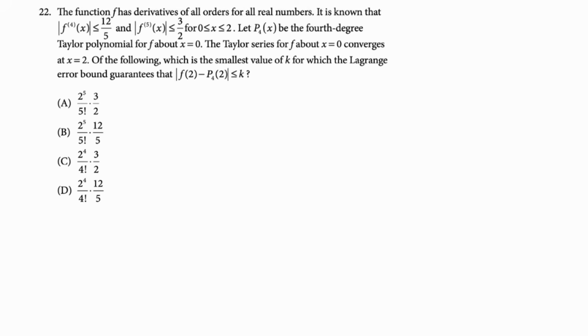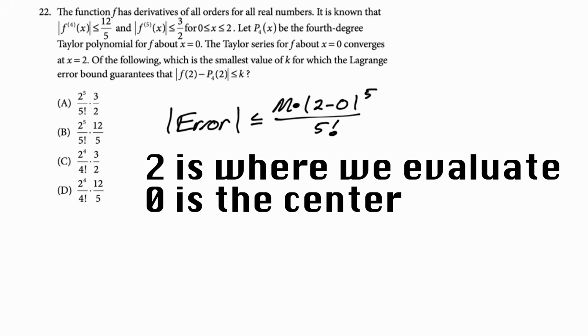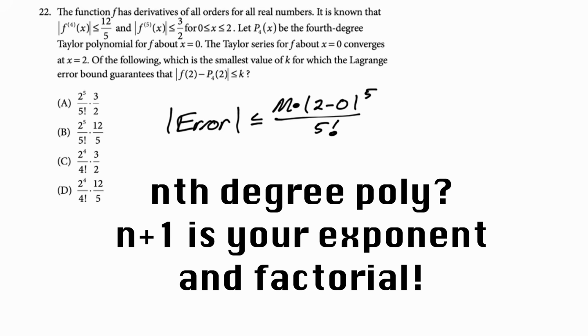So we're really just finding the error here. The absolute value of the error is less than or equal to M, the mysterious value, times 2 minus 0 to the fifth over 5 factorial. Now, where are these things coming from? 2 is what we're plugging in, 0 is the center, and since we're using a fourth degree polynomial, we have to let n plus 1 be 5. Basically, if you use the 10th degree polynomial, you're using 11. If you use the 53rd, you're using 54. You always just go one more than the derivatives that you've used.